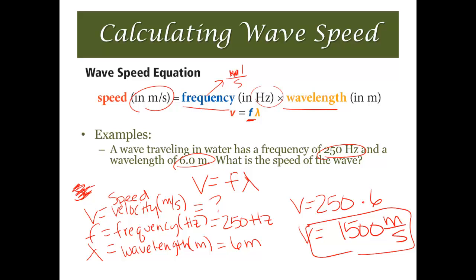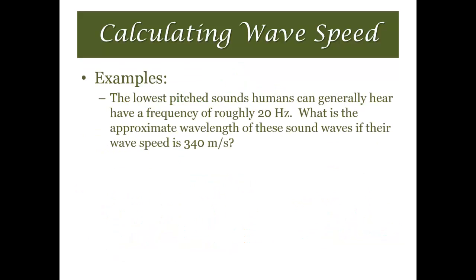Now, let's try another one, because of course that's just doing straight multiplication. If you're solving for either of the other two variables, I'll write the equation down again, V equals F lambda. If you're solving for F or lambda, it's going to be a division problem. So the only time you multiply is if you're solving for V. So we have V, F, lambda. Like this one: the lowest pitch sounds humans can generally hear have a frequency of 20 hertz. What is the approximate wavelength of these sound waves if their wave speed is 340 meters per second?